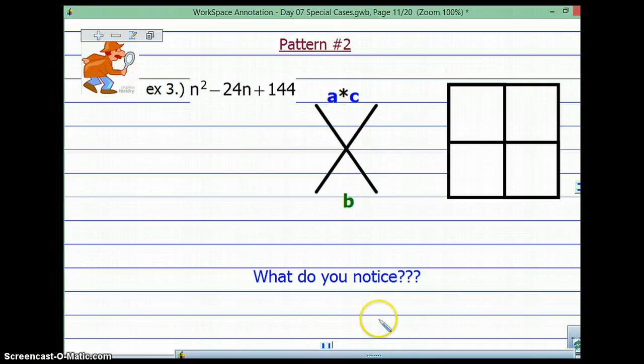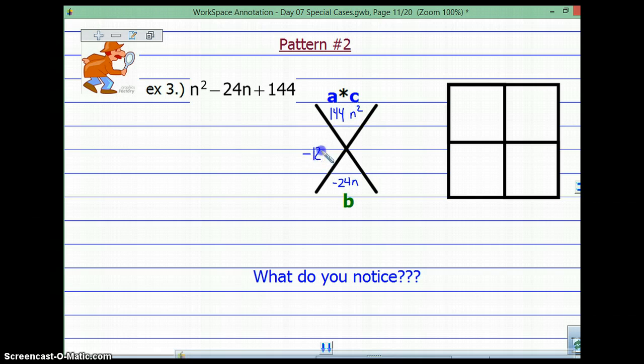Let's skip this for now. Pattern number 2. Same as before. Let's multiply a times c. We get 144 n squared. We have a trinomial, so we've got a b this time. It's negative 24 n. Two numbers that multiply to 144 and add to negative 24.